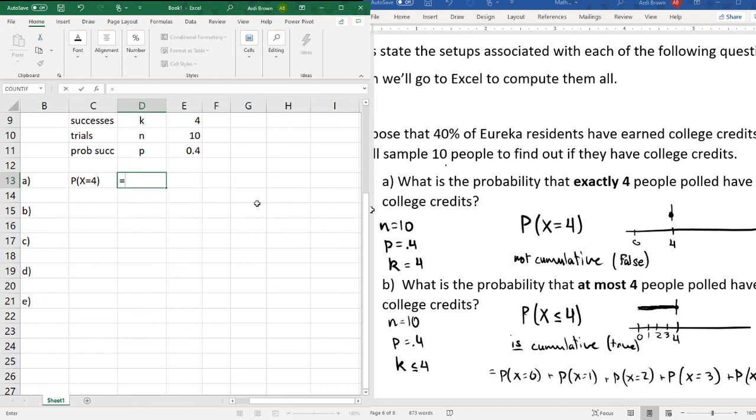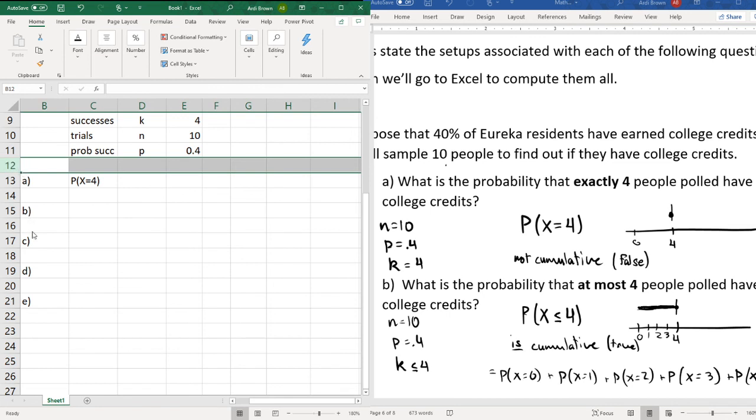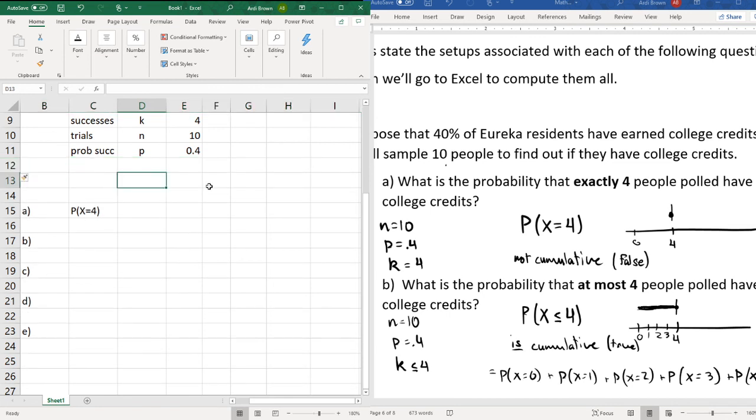So I'm going to now do equals binom.dist. Capitalization does not matter here. When I open a parenthesis, Excel is going to continue to remind me of what the structure of each of these looks like. And in fact, let me do this also here. Oh crap, okay, get out of here. Let me throw in one more line to help us with our reminders of what these things look like.